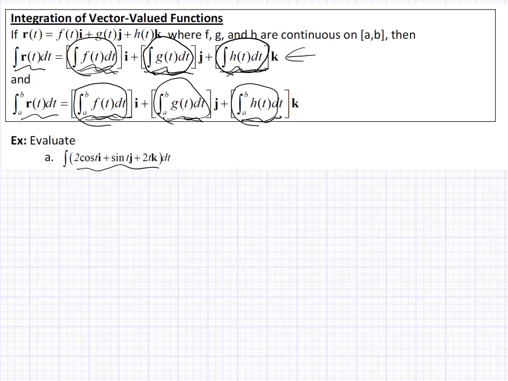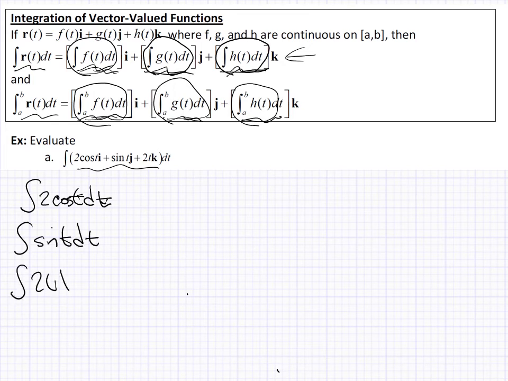So for this example, this is an indefinite integral. In order to do this, I'd have to know 3 integrals. One, the integral of 2 cosine t dt. Then I would have to know the integral of sine t dt and the integral of 2t dt. So the first one is easy. It would be 2 sine t plus c, right?